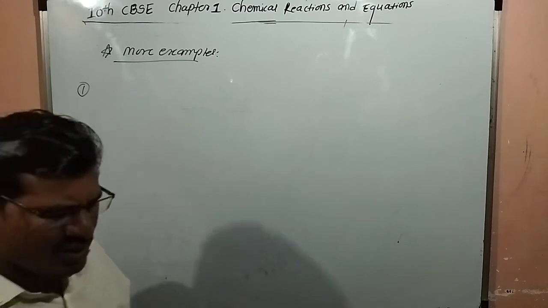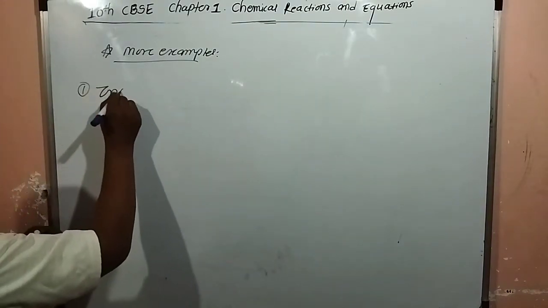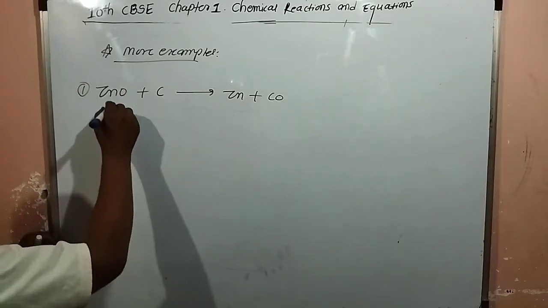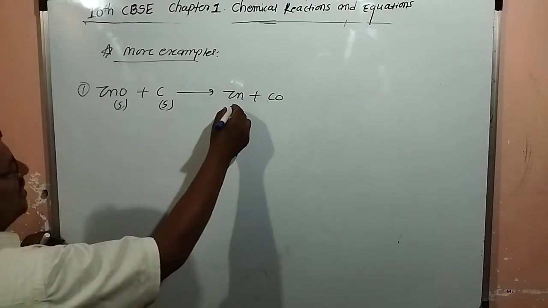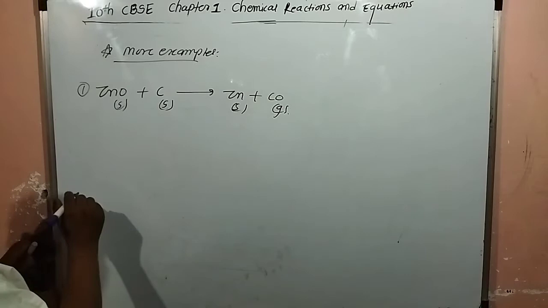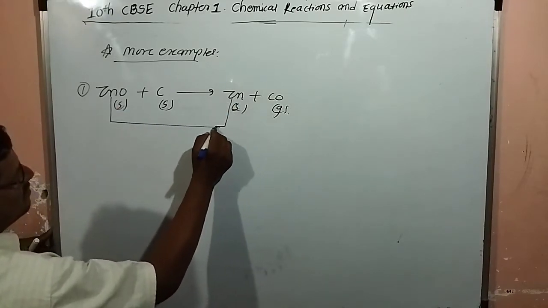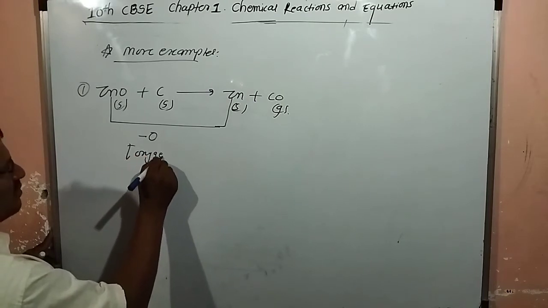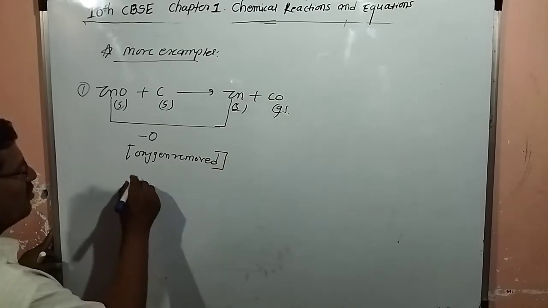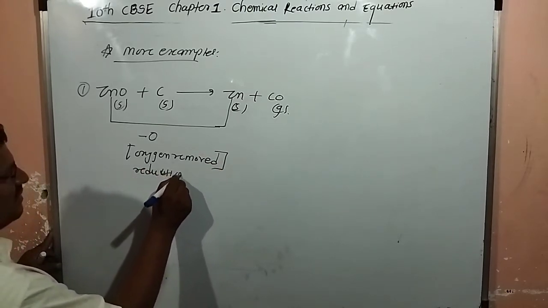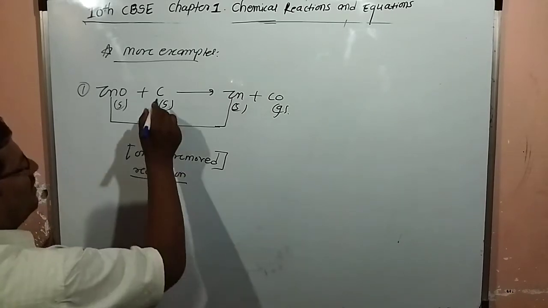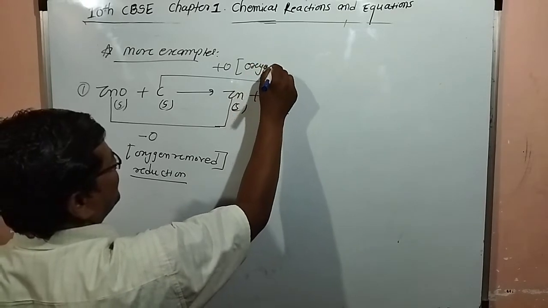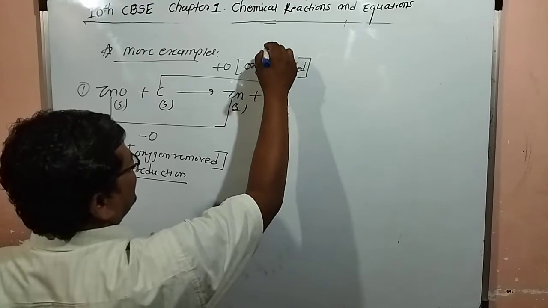The first example is ZnO plus carbon, giving Zn plus CO. ZnO is in solid state, carbon is solid, and CO is in gaseous state. So what happens here? From ZnO, oxygen is removed, and oxygen removed means a reduction reaction. And here oxygen is added, so this one is the oxidation reaction.